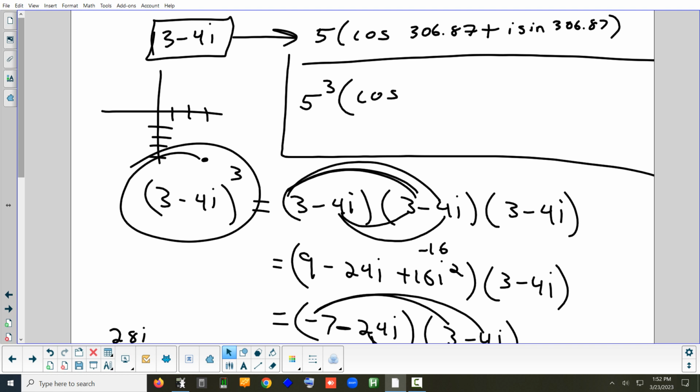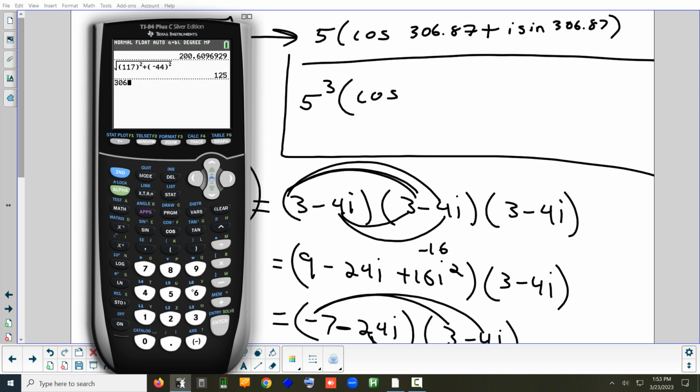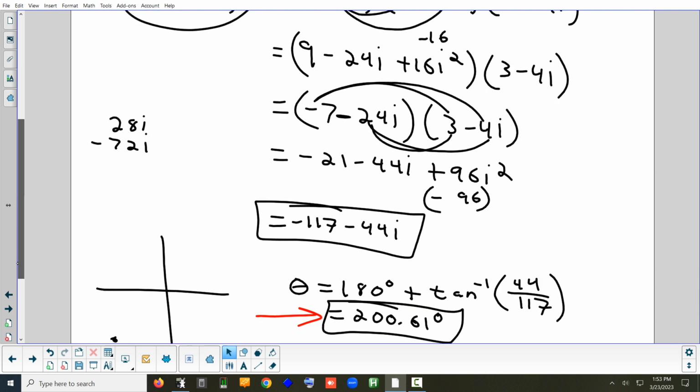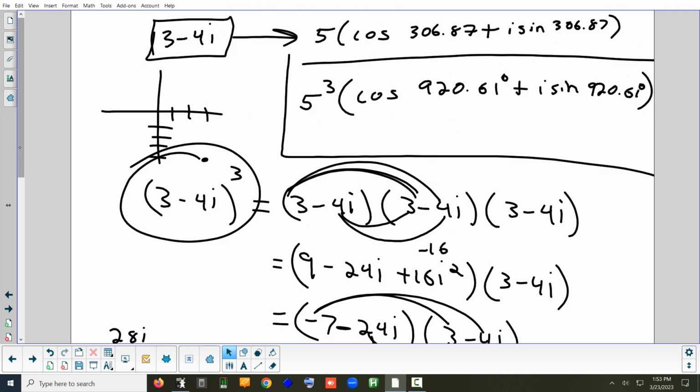Now, you take your angle, which is 306.87, and what are we supposed to do with 306.87? Multiply by the power. So 306.87, that's the new angle, 920.61. That calculation that we just did, raising this to the 3rd power and multiplying this angle by 3, just took the place of all of that. Let's simplify it and see what we get. What's 5 cubed?